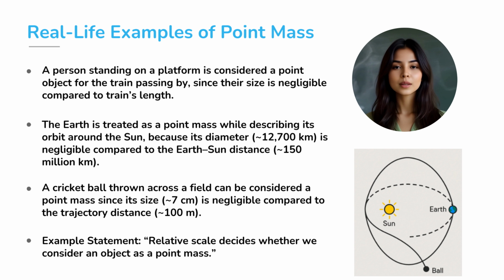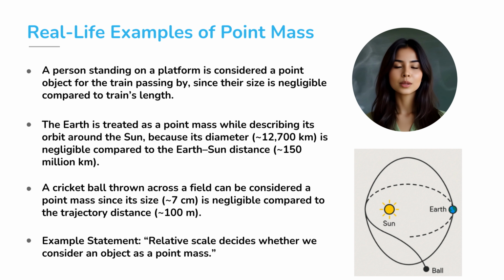Another example, Earth revolving around the Sun. The Earth's diameter is about 12,700 kilometers, but the distance between the Earth and the Sun is nearly 150 million kilometers. The Earth's size is tiny in comparison, so it is modeled as a point mass.